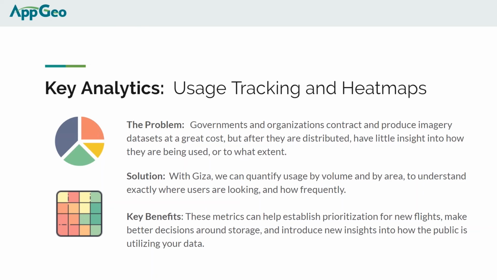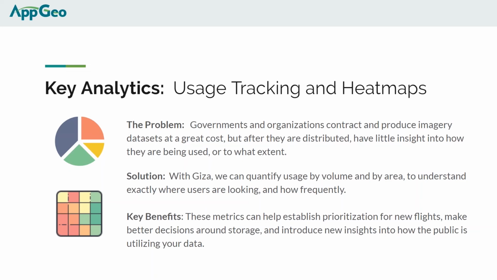And this helps establish a clearer picture into your imagery use and opens up a whole handful of possibilities that were previously unavailable, such as establishing prioritization for new flights, making better decisions around storage, and also introducing new insights into maybe how the public at large is utilizing your data. A key example of this is in our heat map functionality.